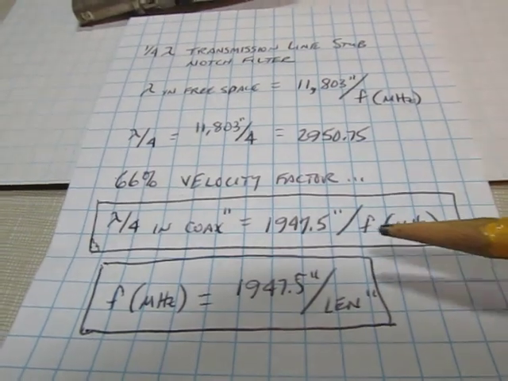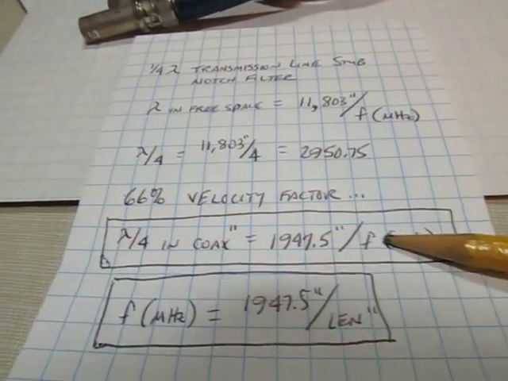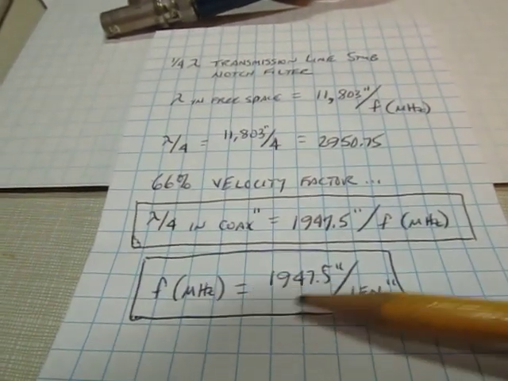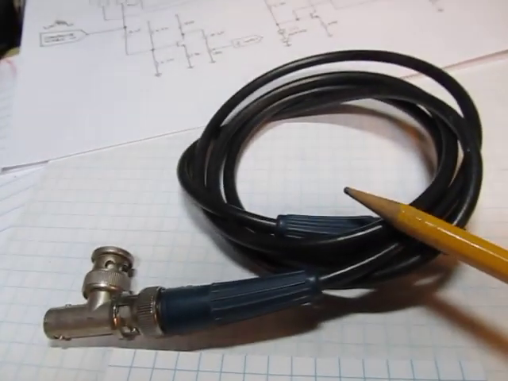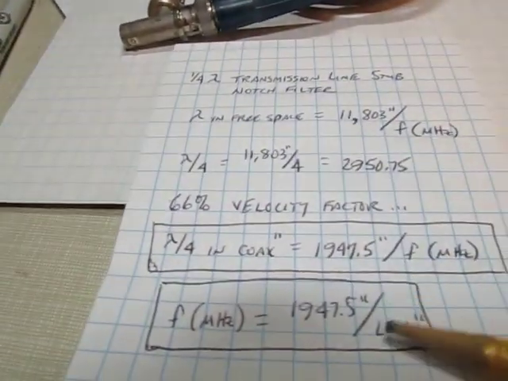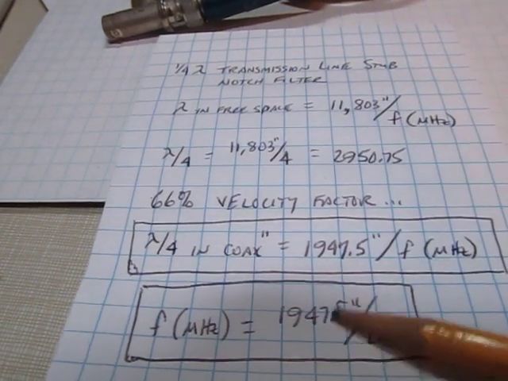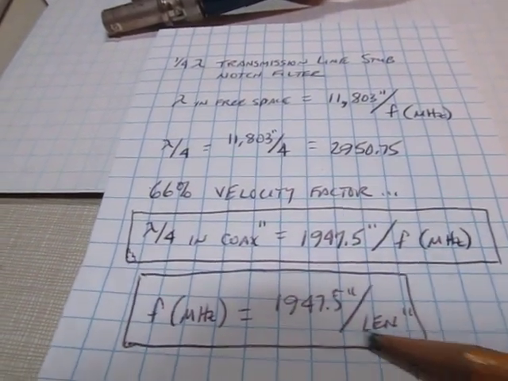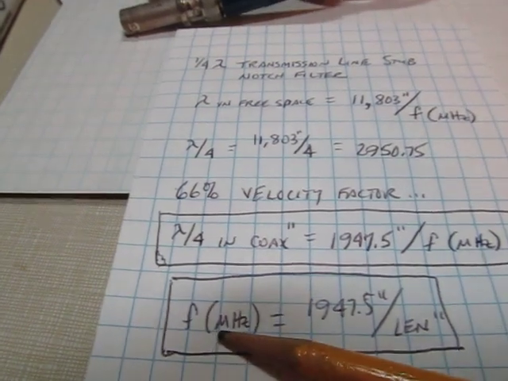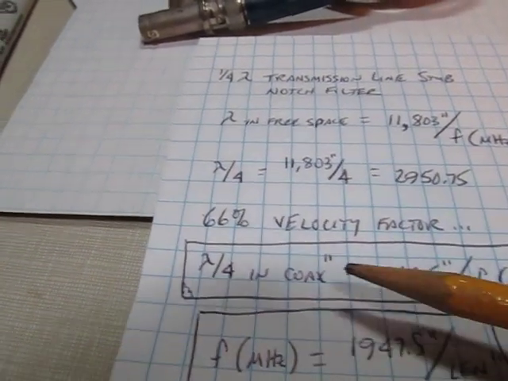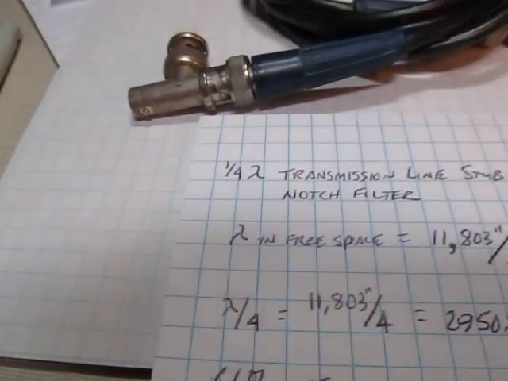frequency in megahertz. The other way we can turn this around is, if I have a piece of coax that's about 60 inches long, I can put it right into the formula: 1947.5 inches divided by 60 will give me a frequency. In this case, it's about 32 megahertz. I'm going to connect this up and use this as a filter, and we'll take a look at that response.